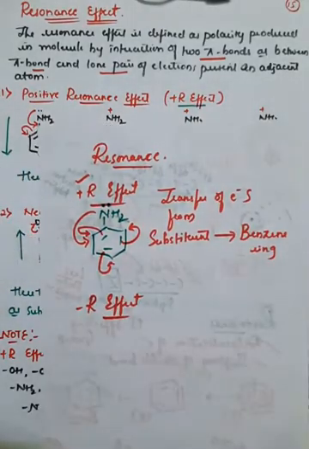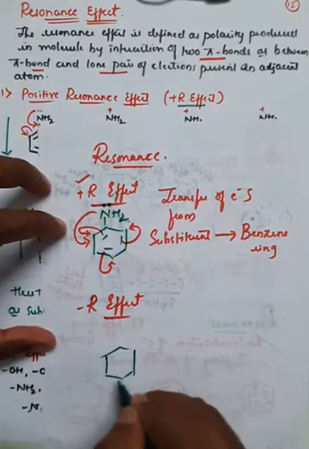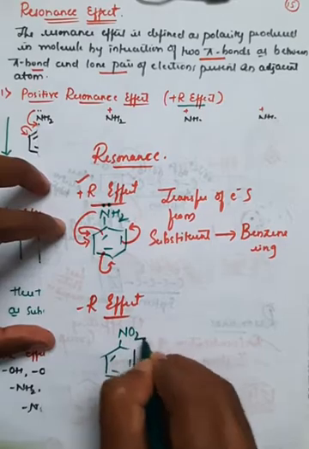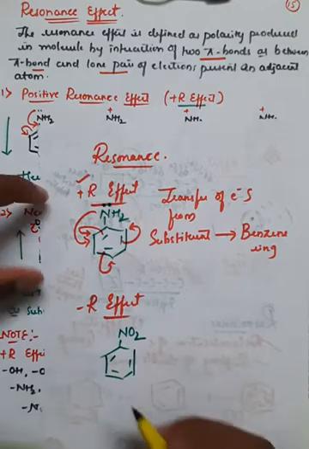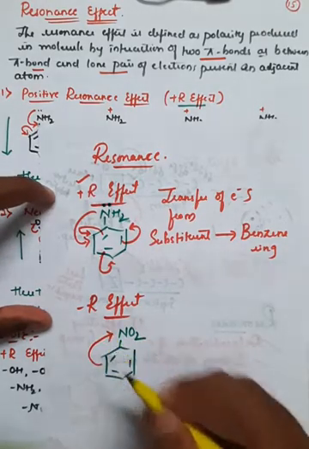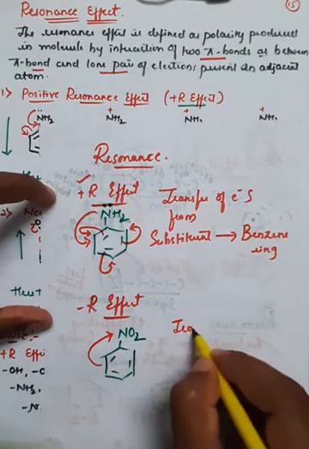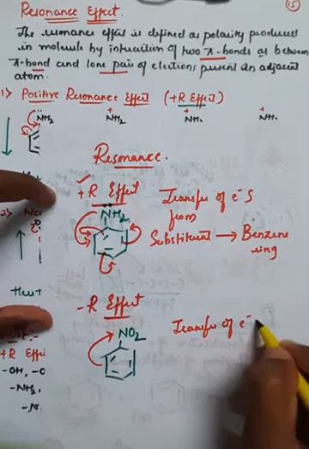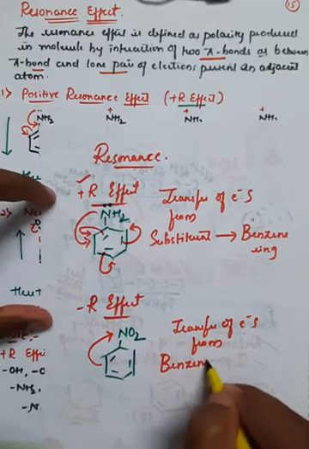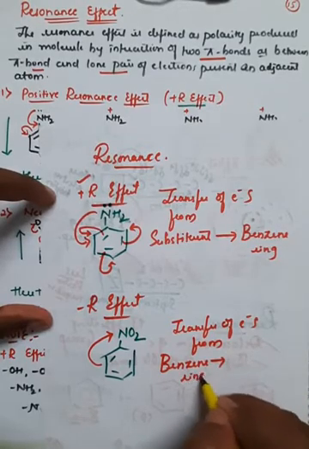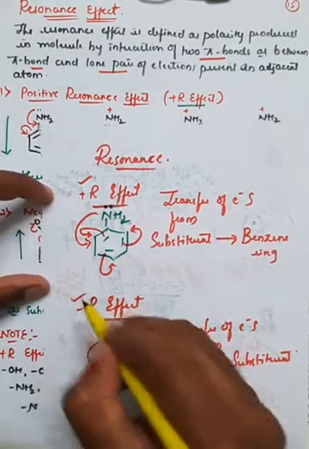It is reverse in the case of the minus R effect. The same thing I will explain here. If the benzene is bonded with NO2, where the substituent group is NO2, the movement of electrons will take place from benzene towards the substituent, right? So we can explain it as the transfer of electrons from the benzene ring to the substituent. So this is called the minus R effect.